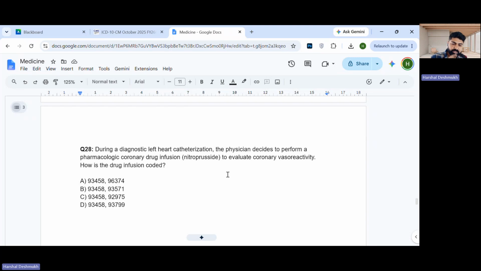During a diagnostic left heart catheterization, which is also called LHC, the physician decides to perform a pharmacologic coronary drug infusion to evaluate coronary vasoreactivity. How is this drug infusion coded?